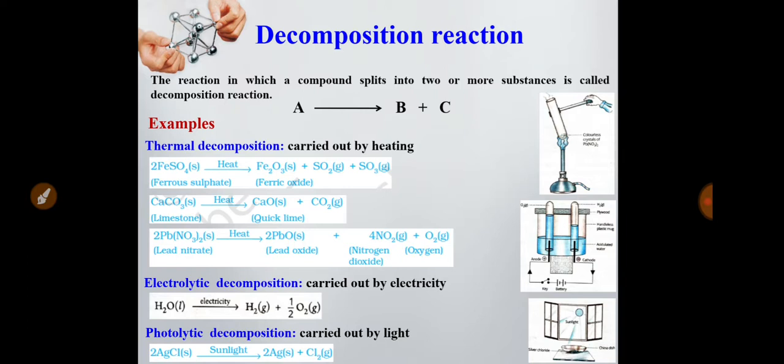Here in a china dish, the silver chloride or silver bromide material is taken and kept in sunlight, and sunlight falls on the compound, and it decomposes to form solid silver, and chlorine gas is evolved. So this is all about decomposition reactions.